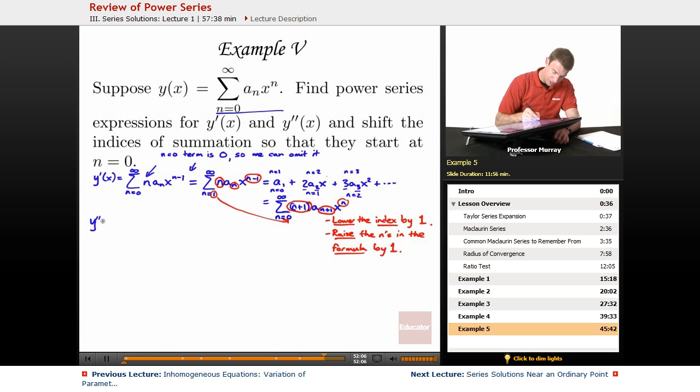So y double prime of x, that's the second derivative. Again, I'll start with n equals 0 to infinity. Now, I've got an x to the n minus 1. Well, I still have n.